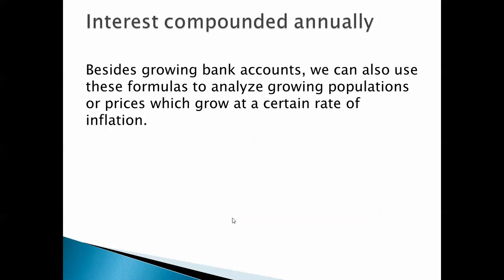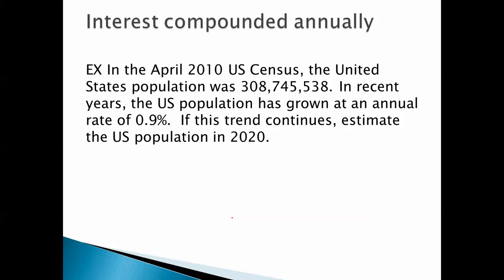Besides growing bank accounts, we can also use these formulas to analyze growing populations, or prices which grow at a certain rate of inflation. For example, in the April 2010 U.S. Census, the United States population was 308,745,538. In recent years, the U.S. population has grown at an annual rate of 0.9%. If this trend continues, estimate the U.S. population in 2020.